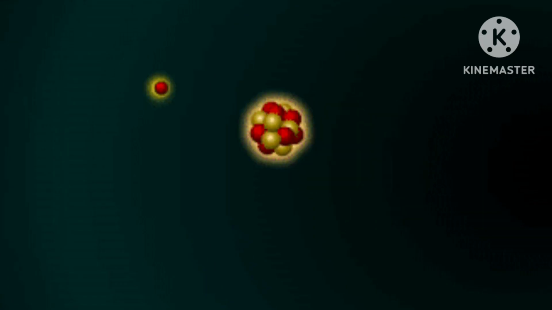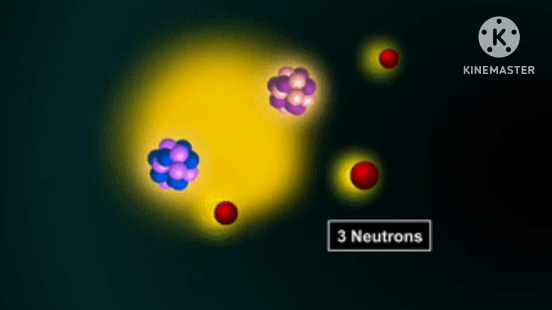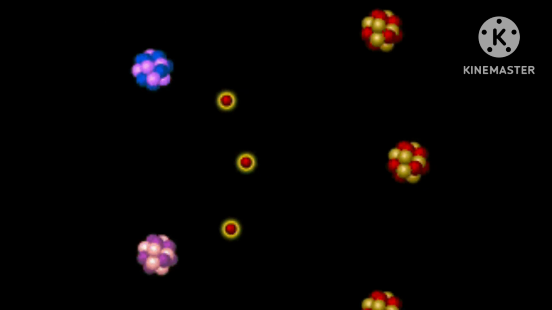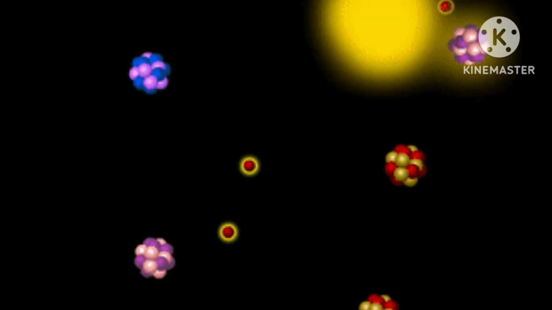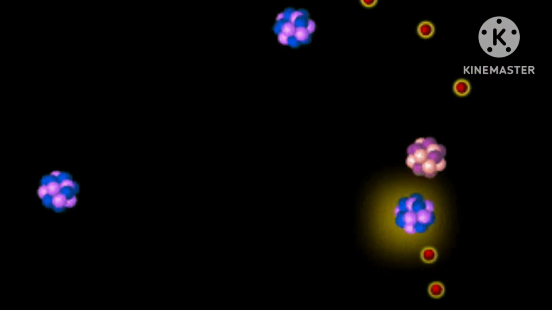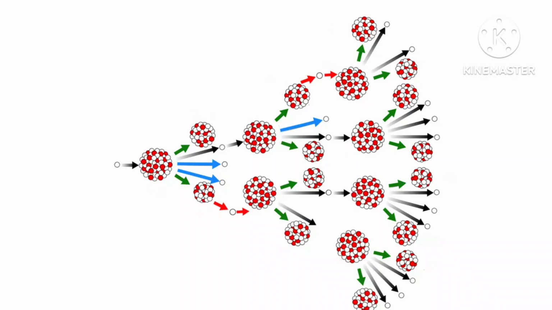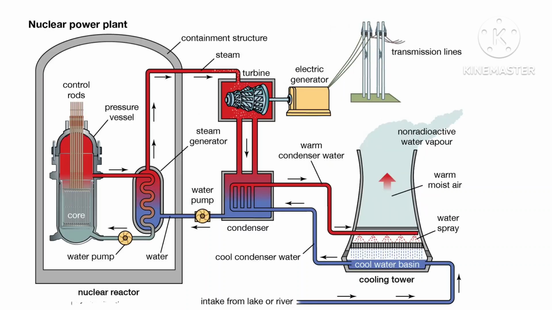More neutrons are also released when a uranium atom splits. These neutrons continue to collide with other uranium atoms, and the process repeats itself over and over again. This process is called a nuclear chain reaction. This reaction is controlled in nuclear power plant reactors to produce a desired amount of heat.